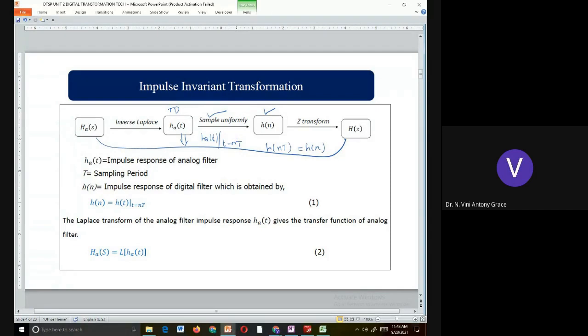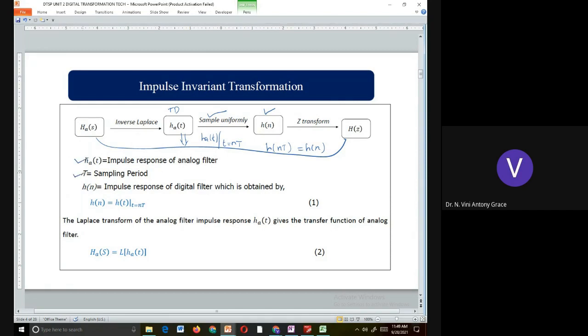This aliasing problem can be overcome in bilinear transformation. This is one difference between IIT and BLT. You can make a note of this also. Why do we get aliasing in impulse invariant? It is because of this reason. We are going to transform HA(t) into h(n). That is, we are going to sample HA(t) at t = nT to get h(n). HA(t) is nothing but the impulse response of the analog filter.